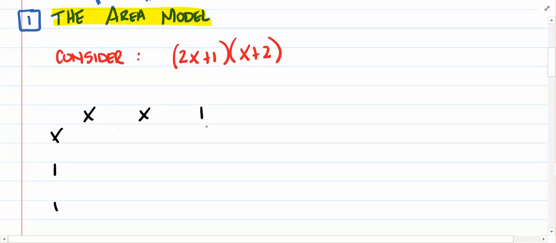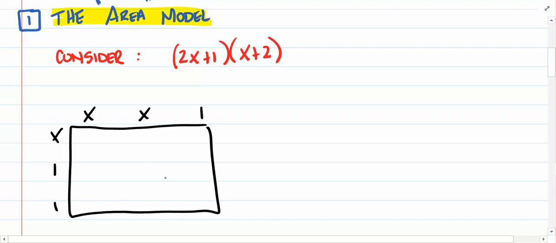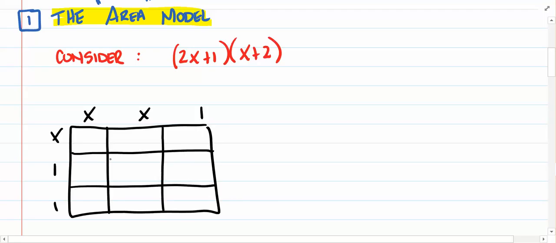So what you create out of this is a square, or a rectangle of sorts, and what you're doing is multiplying the length times the width, which is why they call this thing the area model. So x times x, you multiply on the inside, gives you x squared. X by x gives you x squared. X by 1 gives you x. 1 by 1 gives you 1. X by 1 gives you x, and then 1 by 1 gives you 1.